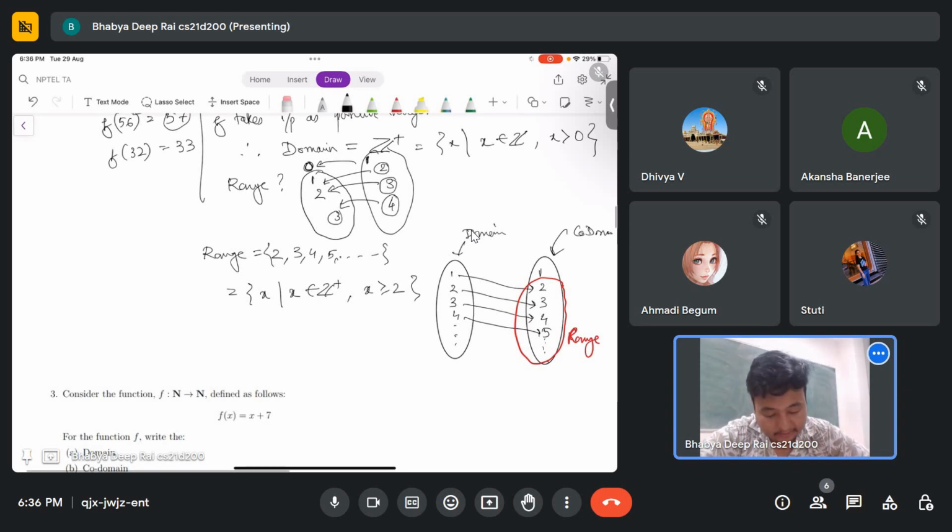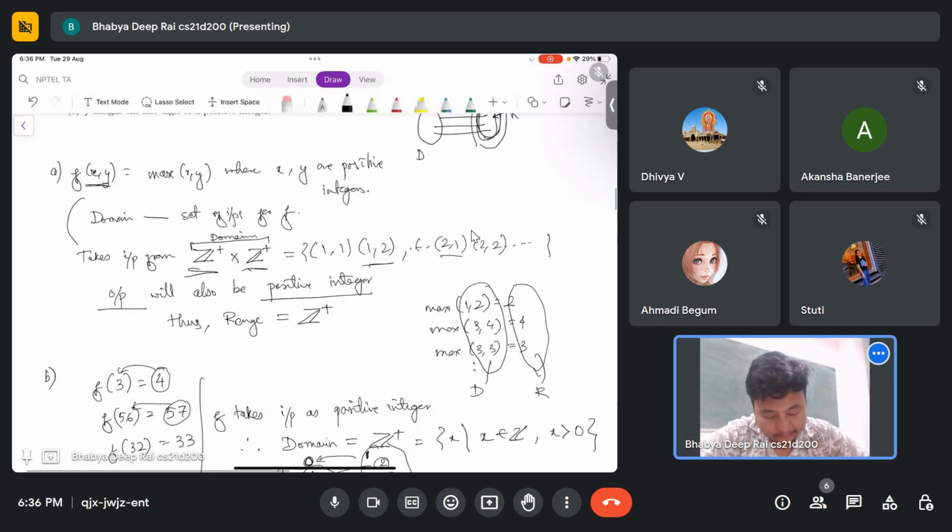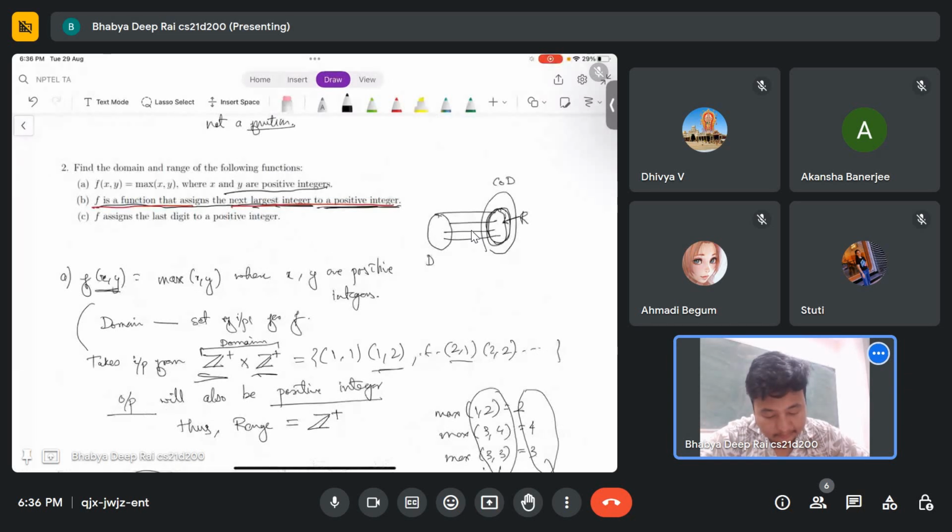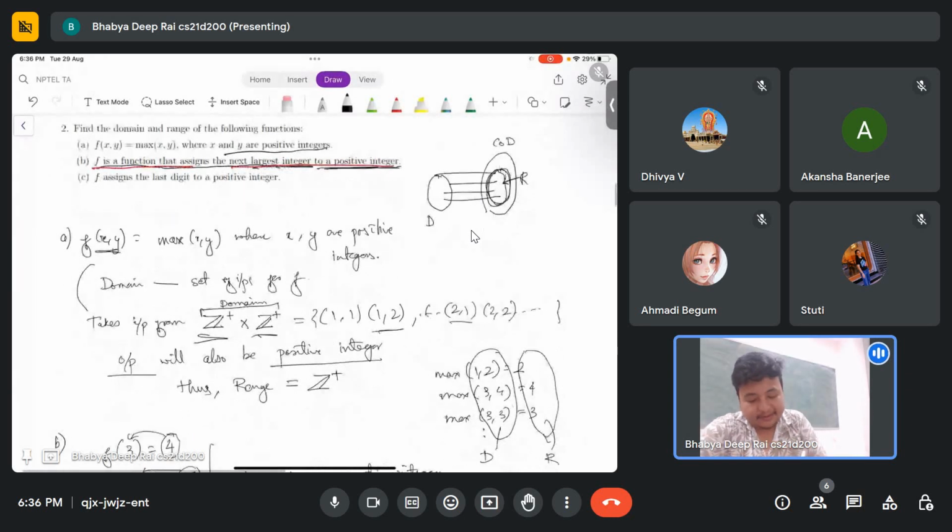Okay, so let's look at this one. F assigns the last digit to a positive integer. So can you tell the domain and range?